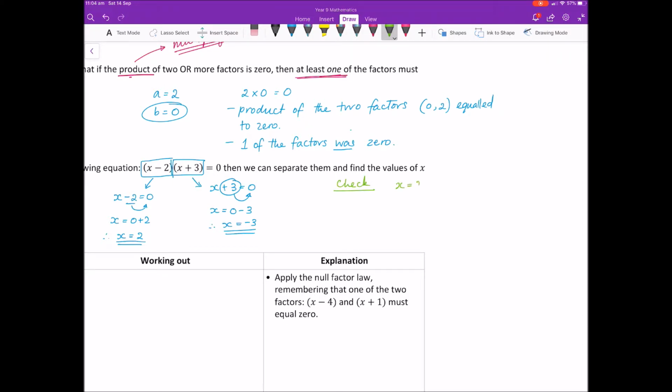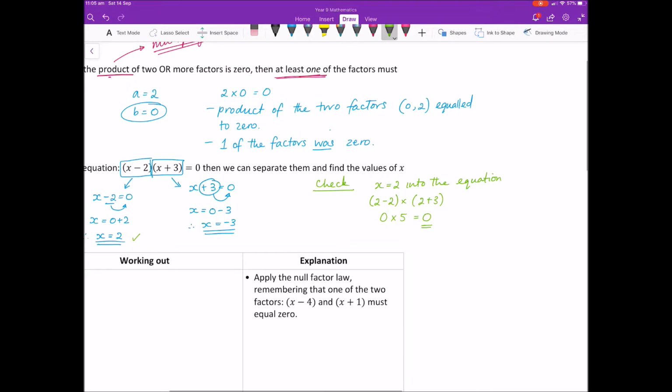So let's substitute x equals 2 into the equation first, and check and see if one of the factors does actually become 0. So I've got 2 minus 2 plus, oh sorry, that was multiplied by, not plus, 2 plus 3. So 2 minus 2 becomes 0, times that by 5, and that gives us an answer of 0. So when we substitute x equals 2 into the equation, we definitely get one of the factors being 0. So this proves that x equals 2 does make the solution correct.